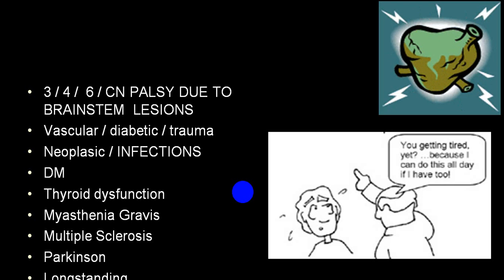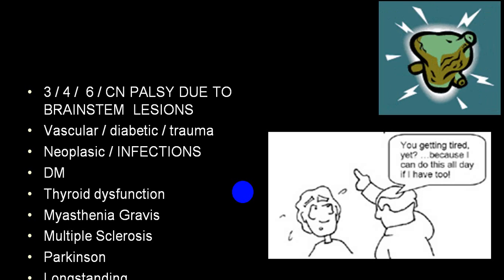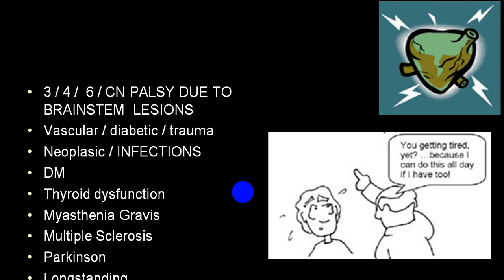Multiple sclerosis will produce damage above the brainstem very frequently. Parkinsonism can also produce restriction of the movement because of the increased tone in the muscle. And also because of a long-standing refractive error, you can have diplopia.